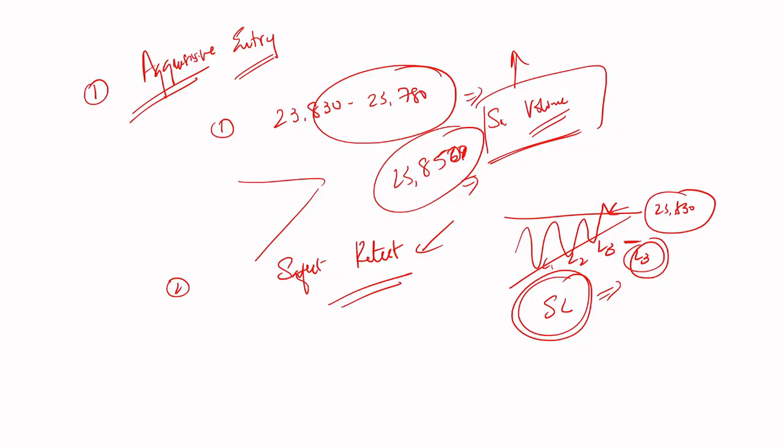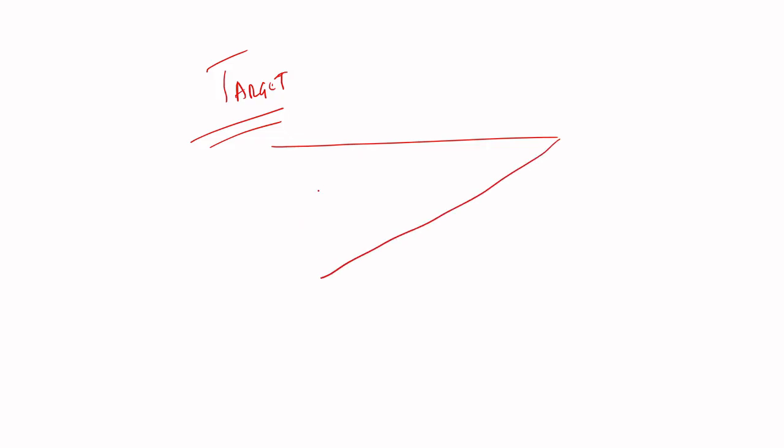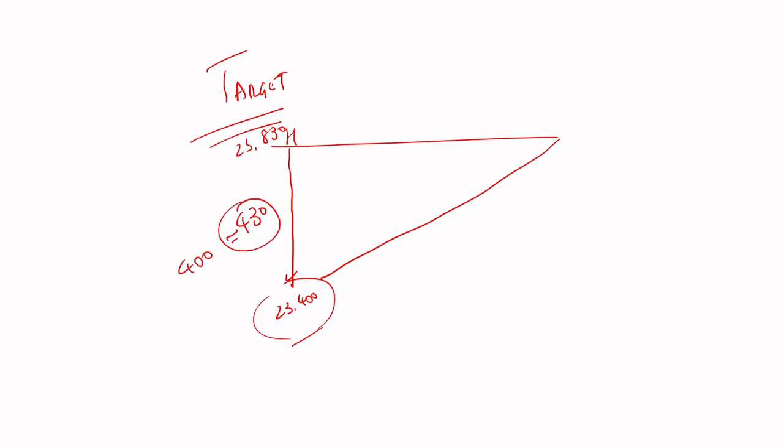And how do we calculate the targets? Now the next thing is the target. How do we set up the target in the case of an ascending triangle? We have to measure the height of the triangle. On one end we said it is 23,830, and the other end we said 23,400. 260 was also there, but let us consider it as 23,400. What is the distance between this high and this low? If you calculate, it would be approximately 400 to 430.